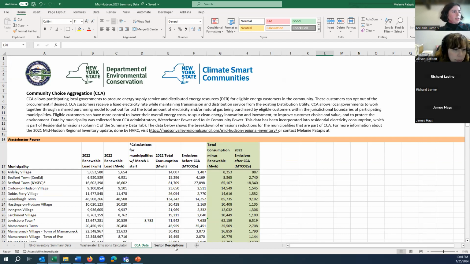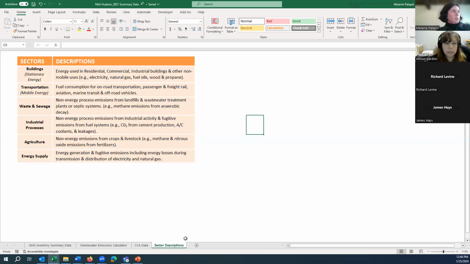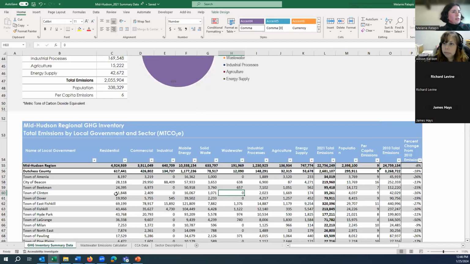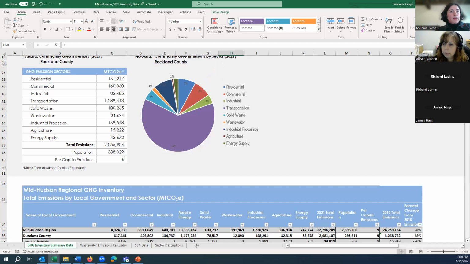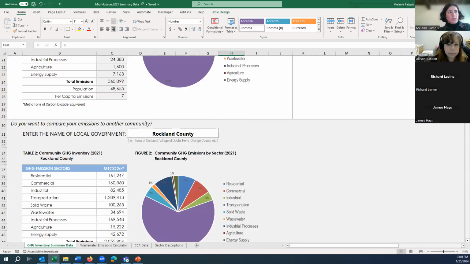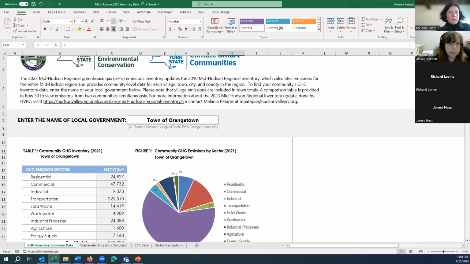And then finally, in this spreadsheet, it's just a sector descriptions, so you're aware of what was involved in each of these sectors. So next, any questions about this before we move on?